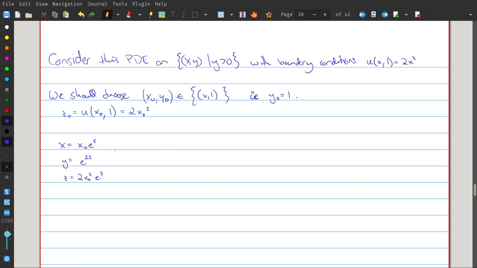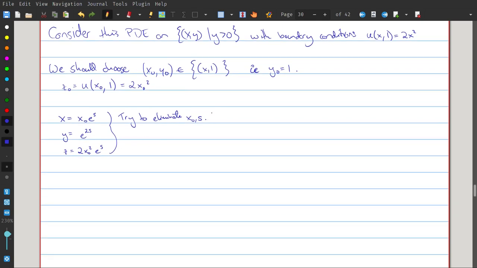So what we should do is take this system of equations and try to eliminate x0 and s now. Right. We should try to specifically get the formula for z with x0 and s eliminated, only depending on x and y.